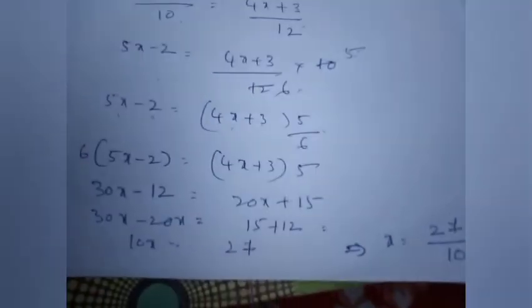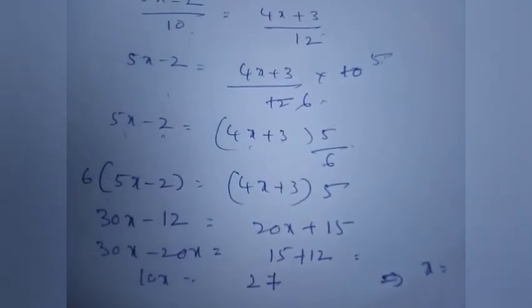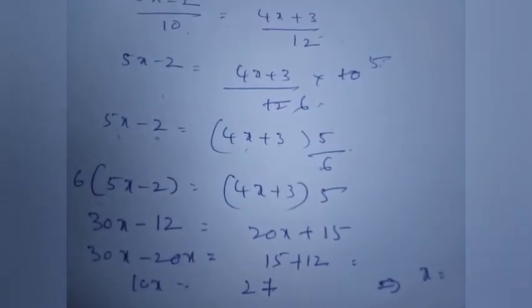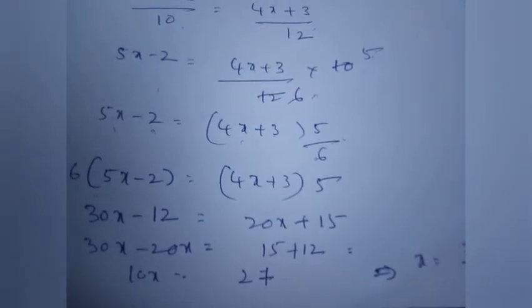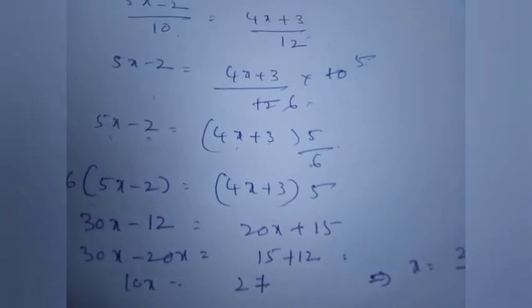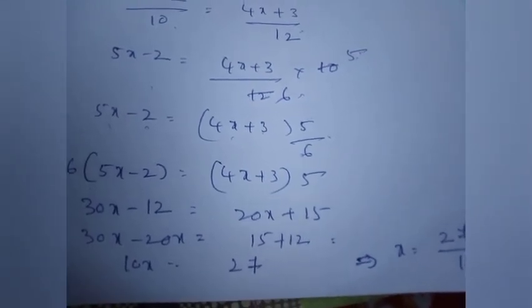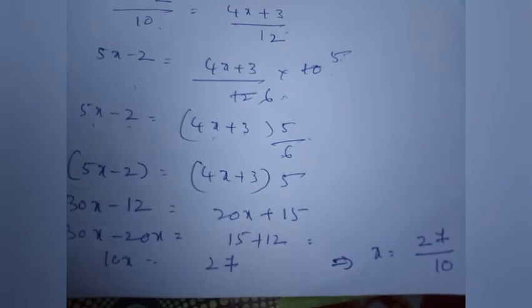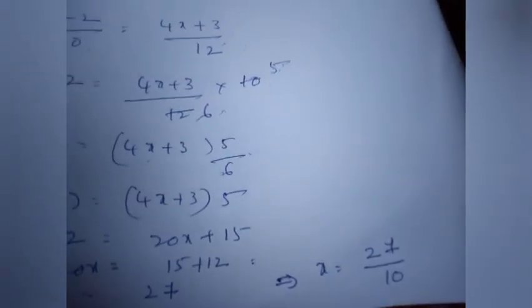So 30x minus 20x, because I am bringing this 20x this side, becomes minus 20x is equal to 15, and minus 12 constant term I am sending that side, so plus 12. So 10x is equal to 15 plus 12, 27. That implies x is equal to 27 by 10. That is the solution of the equation.